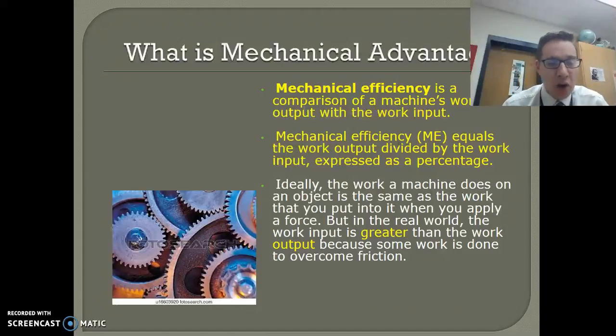So think of a car. A car gives off a lot of heat. It doesn't use all that energy that's stored in the gasoline because some of the energy goes into turning the engine, turning the belts, and causes heat and friction. So we lose energy in every machine. Only the perfect machines will have a mechanical efficiency of 100%.